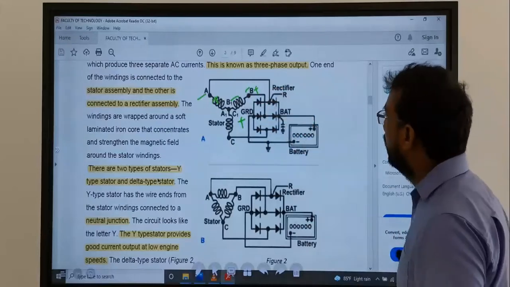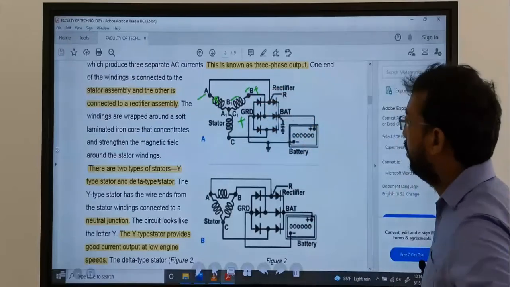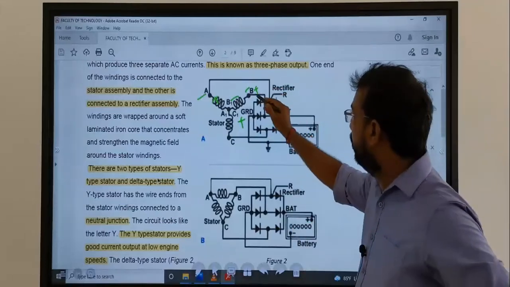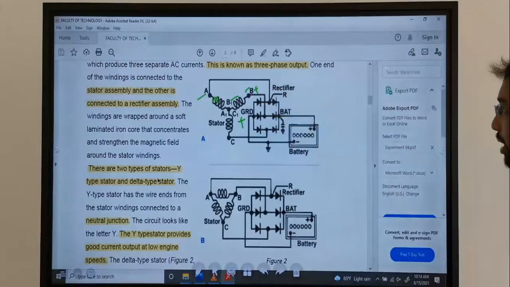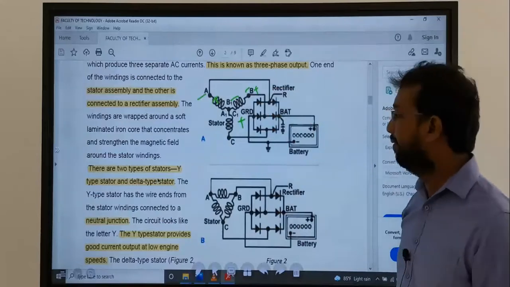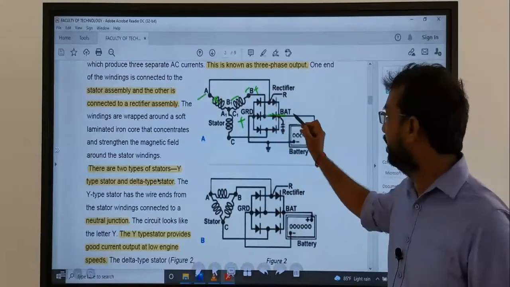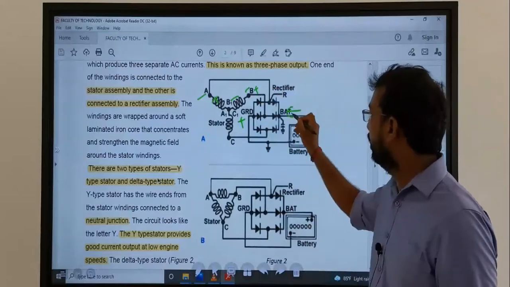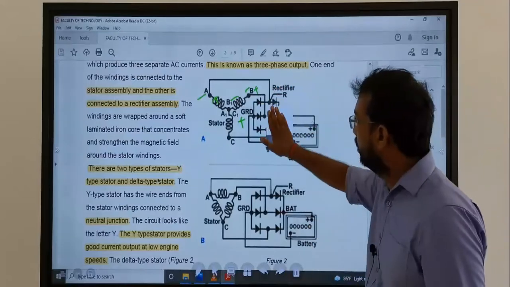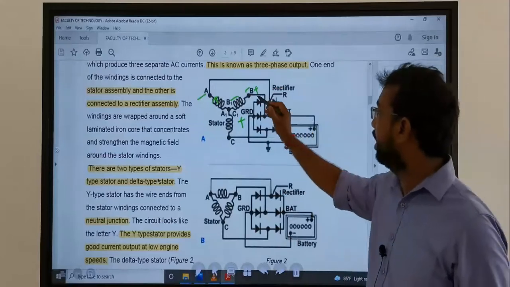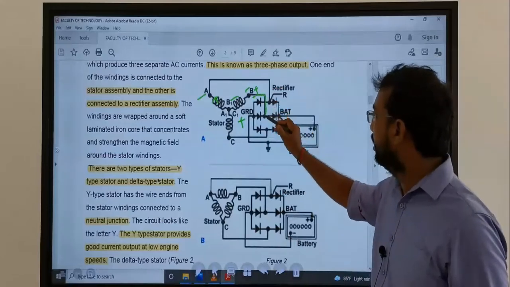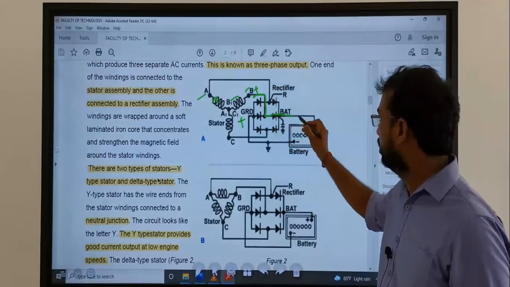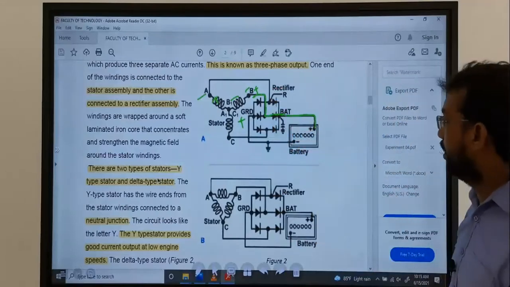So there are 6 diodes. For example, now this is plus. We already know a diode allows electricity in one direction only; this direction is allowed, the opposite direction is not. So here that is plus, which means the current flows like this, to the battery.